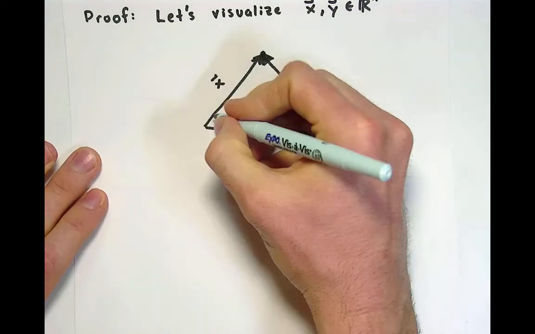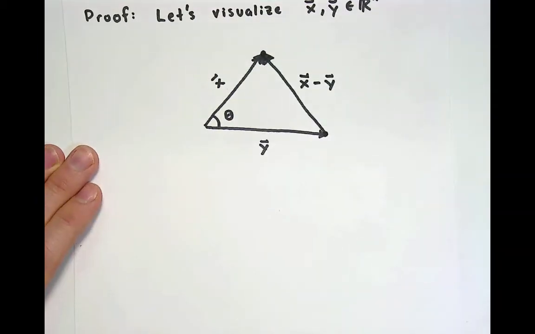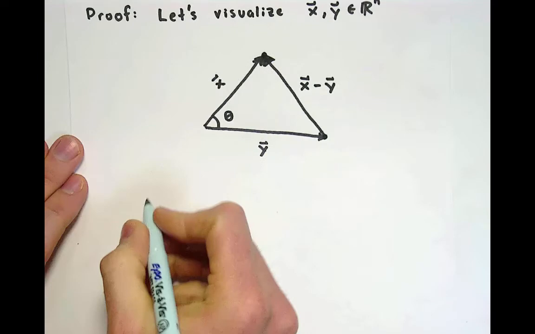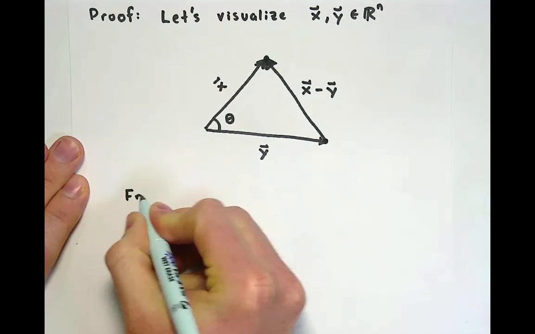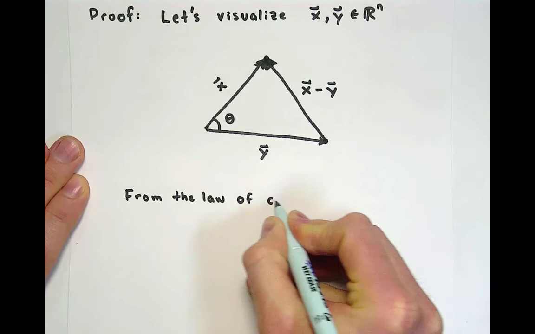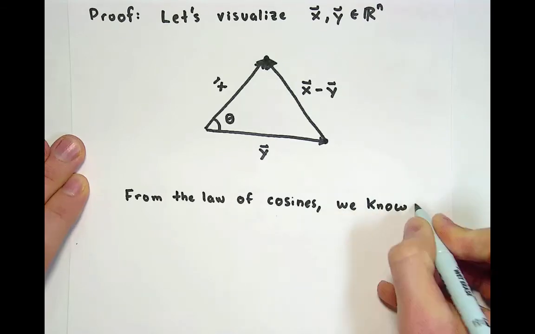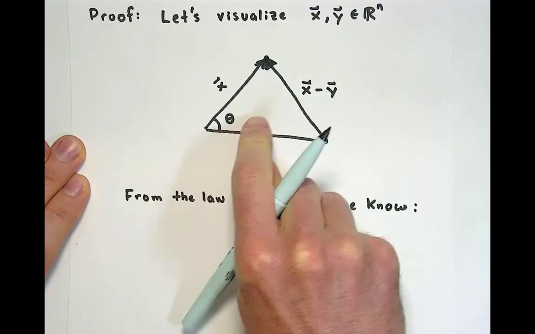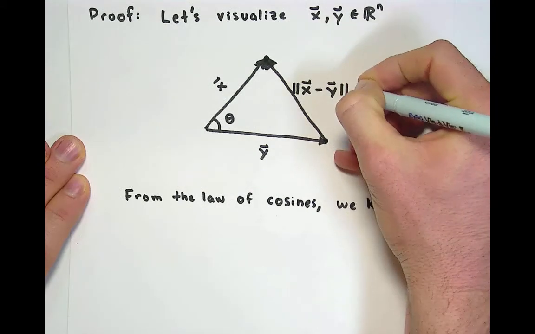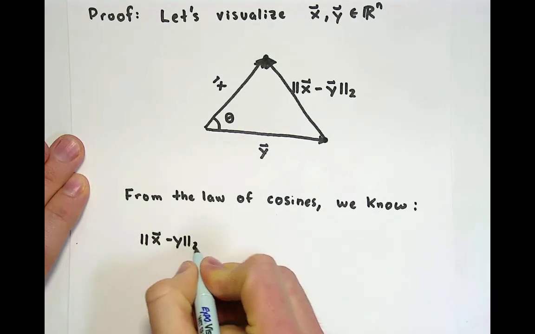And this triangle, if we think about this as the angle theta, this triangle immediately gives rise to the law of cosines. From the law of cosines, we know, what do we know from the law of cosines? We know that the length of the side across from theta, well, the length of that side would be the 2 norm of that difference. And of course, in the law of cosines, we said we squared it.